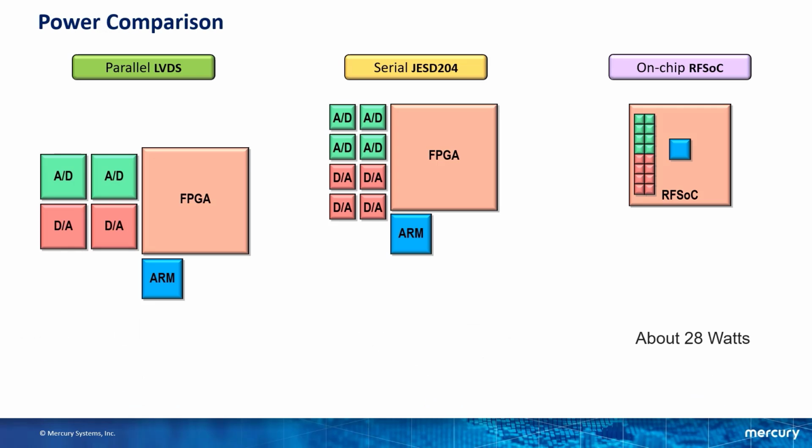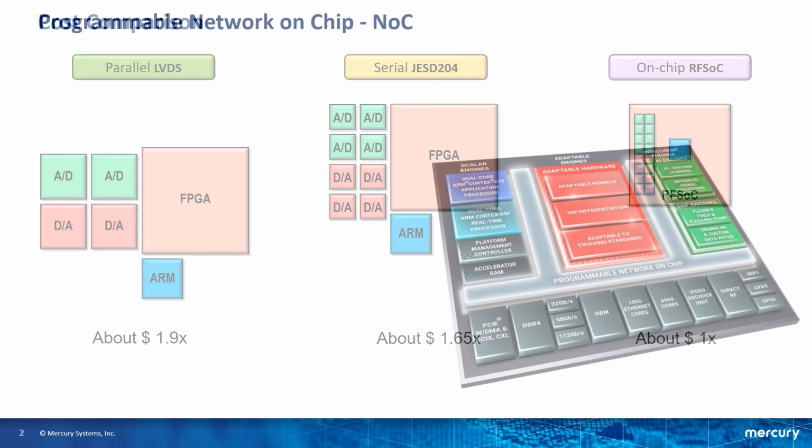Comparing power needed for these solutions, RFSoC again comes out ahead. And in cost, the RFSoC is the lowest, with the JESD solution costing about 1.6 times more than the RFSoC, and the LVDS solution costing about 1.9 times more than the RFSoC. So again, even though the Versal AI RF isn't available yet, it will produce advantages similar to the current RFSoC, but with higher performance. One last piece of the puzzle is the network on chip.